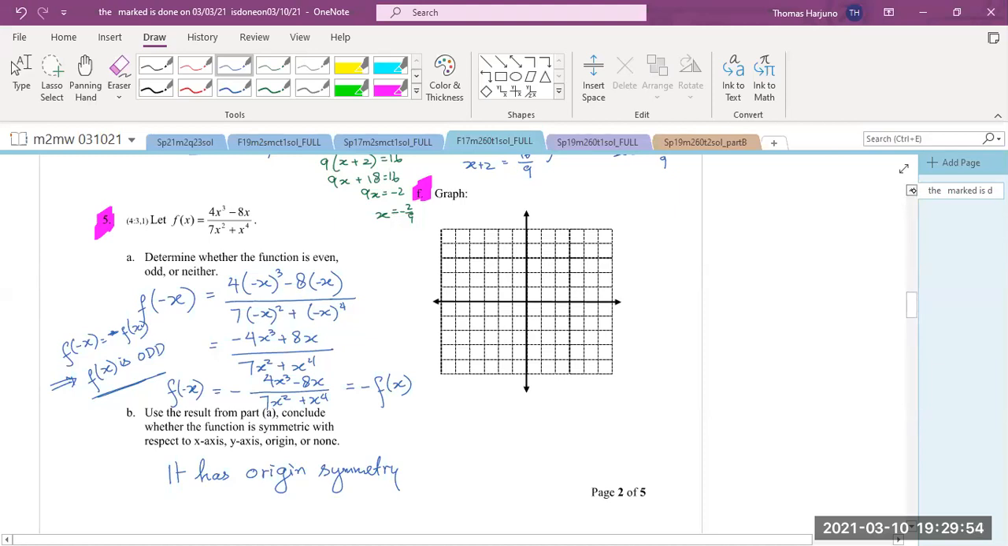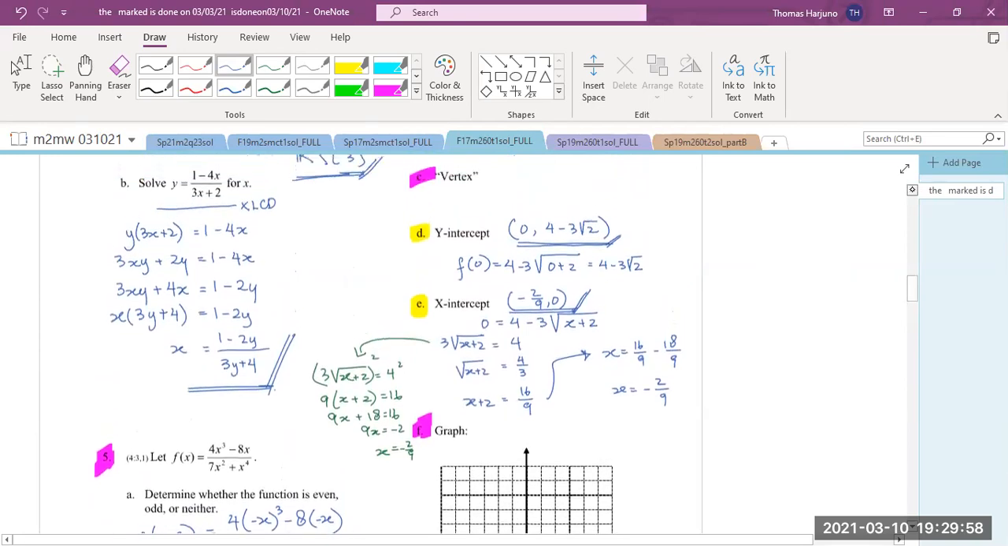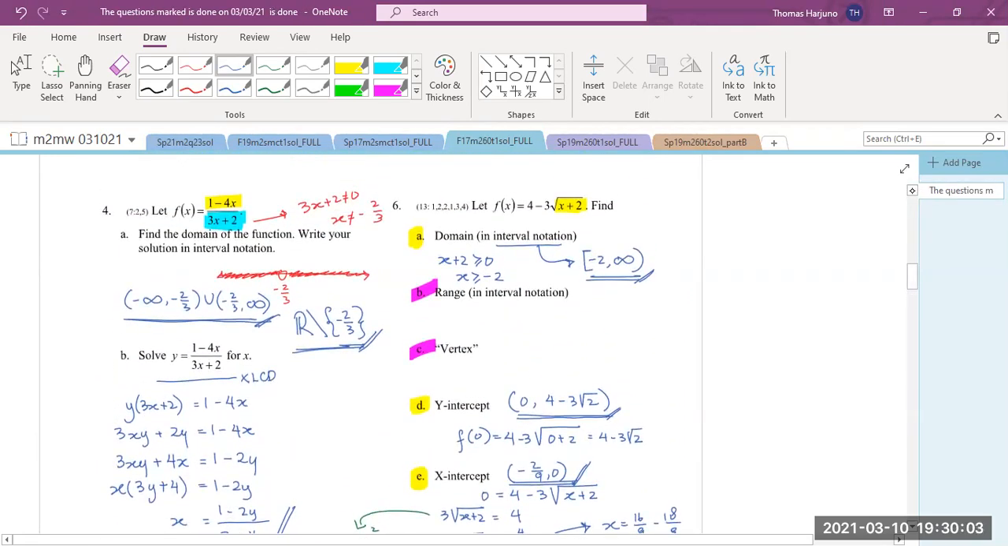Now let's go on to the next question, number six. Oh, okay, this one, we did a similar one earlier, right? Take this function and find the range. Then we saw that the square root of x plus 2 is at least 0. And multiply both sides by negative 3, but we reverse the inequality sign, right? So 4 minus 3 square root of x plus 2 should be less than or equal to 4 if you add 4 to both sides. In other words, the range is now from negative infinity up to 4. Okay, the vertex is negative 2, 4.